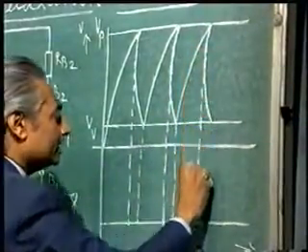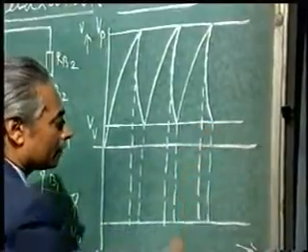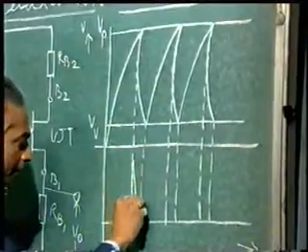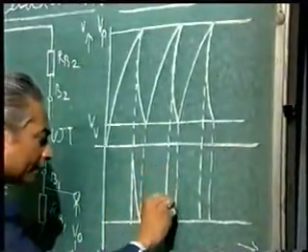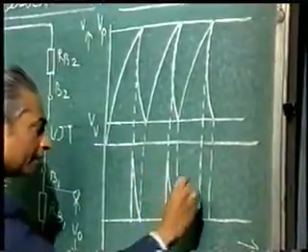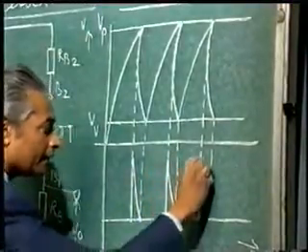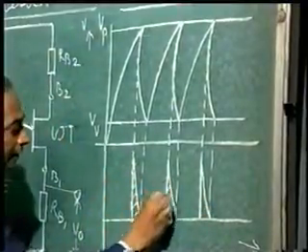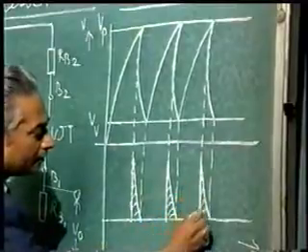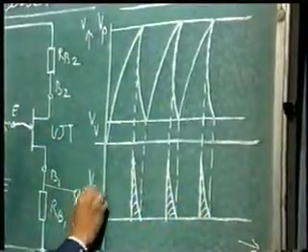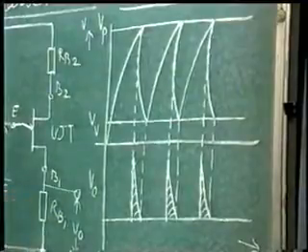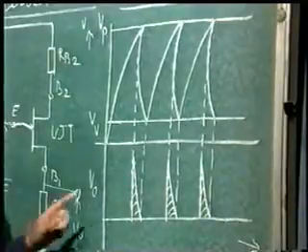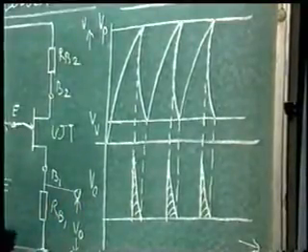If I project it like this, the output will be somewhat like this. And this is the output, say VO, which you are getting across B1. Now what are these? These are nothing but pulses, and that is why we call them output pulses.